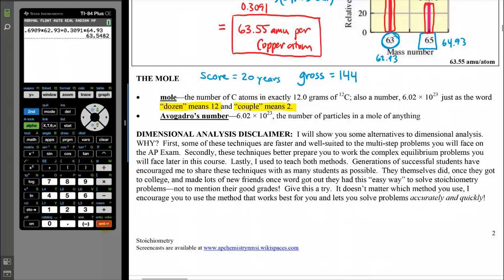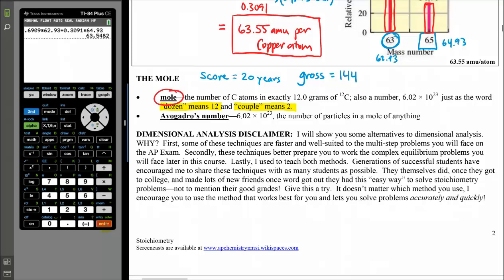So there are words, a lot of them out there actually, that mean a quantity. Dozen is one, couple is one, baker's dozen, hopefully you know, means 13, and those sort of things. The word that we're going to introduce here, the word that we're going to start to use a lot of, is this word, the mole.